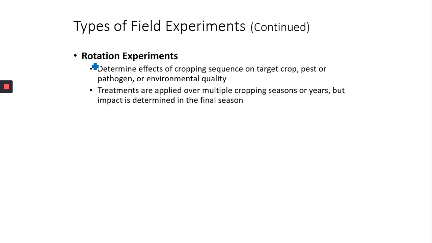So we also have what we call rotational experiments. By rotation, I'm sure we all understand crop rotation. You may want to determine effects of crop sequence on target crop or pest, pathogen, or environmental quality. So what happens if I grow tomatoes in a field where initially there were potatoes or onions and so forth? I'm sure we understand the basic principles of crop rotation. So we may also carry out rotational experiments to see how the sequencing of crops affects yield or whatever parameters that we may be interested in.